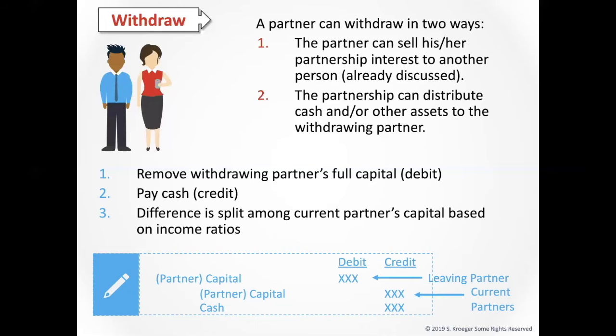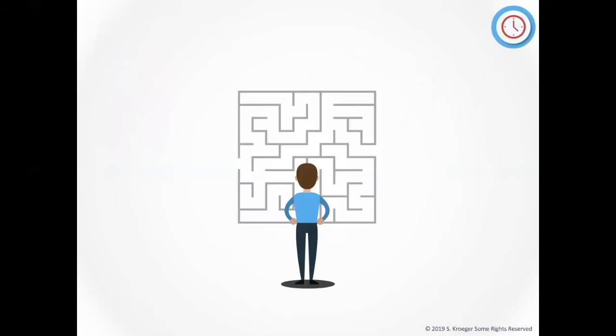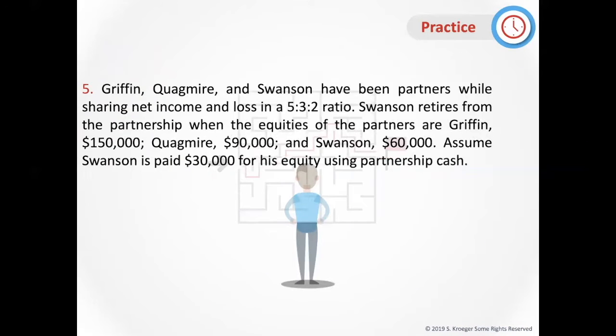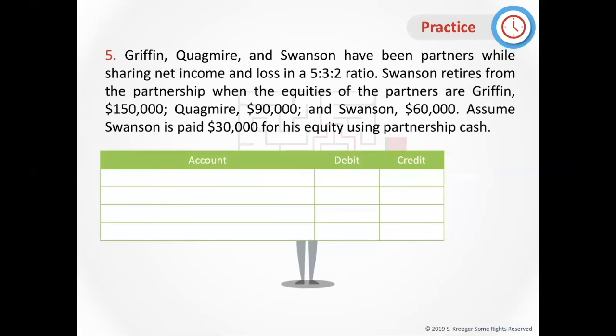We'll do an example to illustrate this. This is the next one on your classwork, the last one you have, number 5. We have Griffin, Quagmire, and Swanson, who have been partners, and they share their income in a 5-3-2 ratio. What this means is that when you add it all up, 5-3-2, it equals 10. Griffin gets 5 out of 10, so half. Quagmire gets 3 out of 10, 30%. And Swanson gets 2 out of 10, 20%. It's just a different way of explaining this.